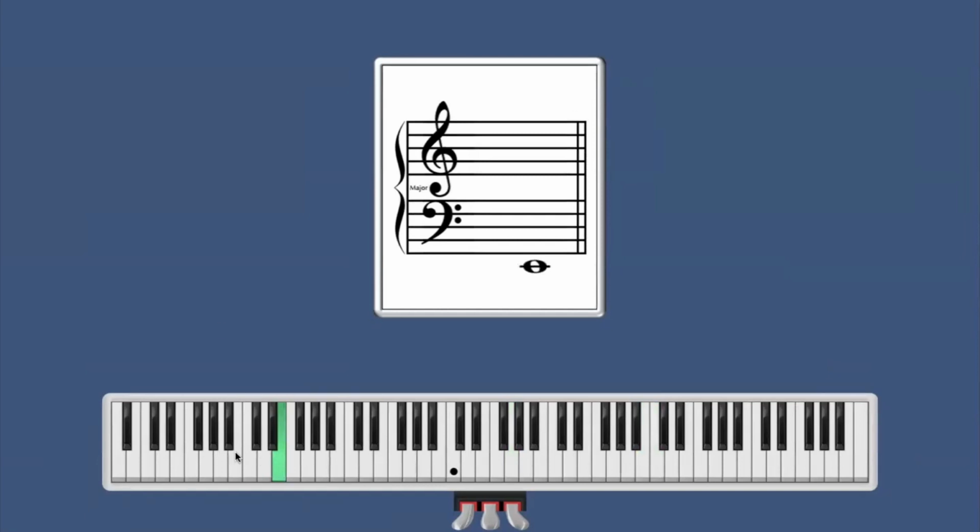Low C. How far away is it? A skip up. So low C skip up and we get E. Good. You're getting better at these, aren't you? Closest one is A. Good, and it's a skip up, and we get C. Nice job.